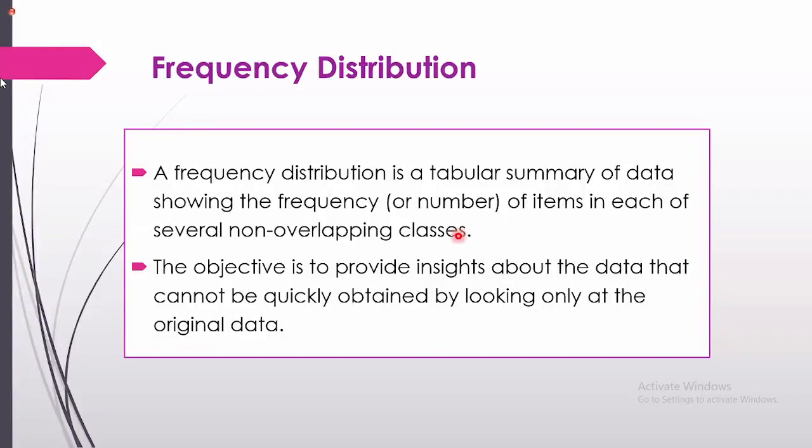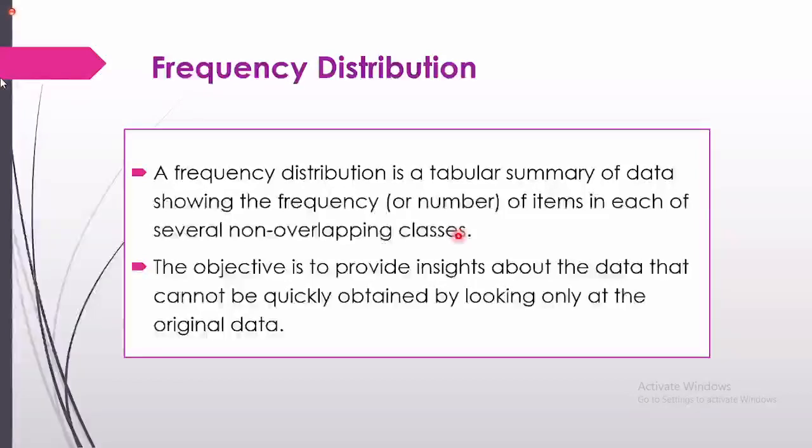So that is called non-overlapping classes. When we are taking the qualifications, the highest qualifications completed: O-level, A-level, graduate, postgraduate. So here, these are the 4 non-overlapping classes, right? Then each and every class, how many times occurred? That is denoted by the frequency.